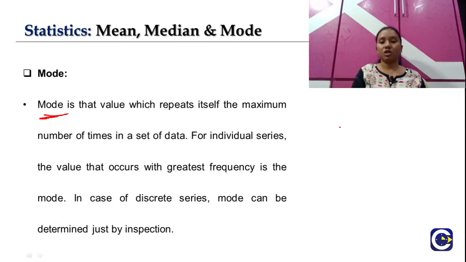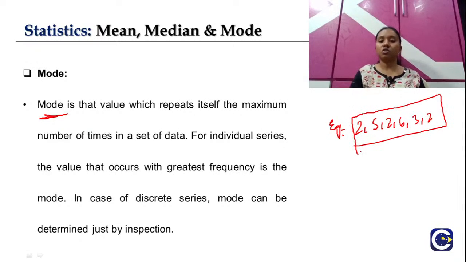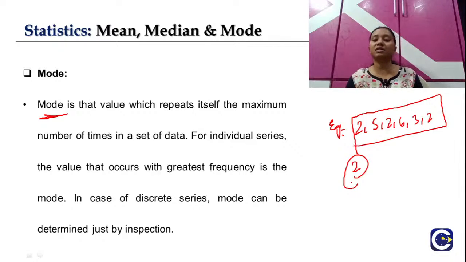So for example, if I am having 2, 5, 2, 6, 3, 2. From this given information, what is the mode? So mode will be obviously 2 because 2 is the value which repeats the maximum number of times in this given set of data. Right. So this is the example of an individual series.